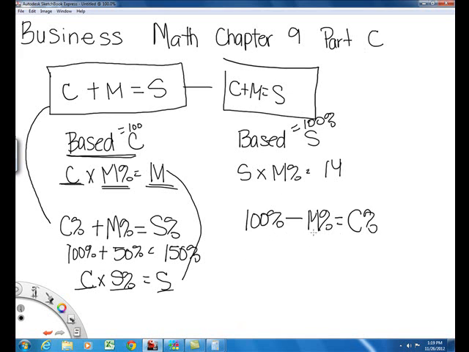And then we can do the same thing. So if we had a selling price, it's based on selling price, so it'd be 100%. Let's say our mark-on rate was 50%. That would mean that my cost percent would be 50%. Then I can take my selling price times my cost percent, and that'll give me my actual cost. Sound fun?